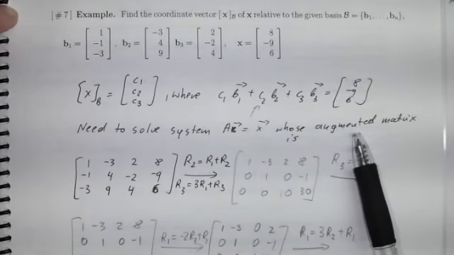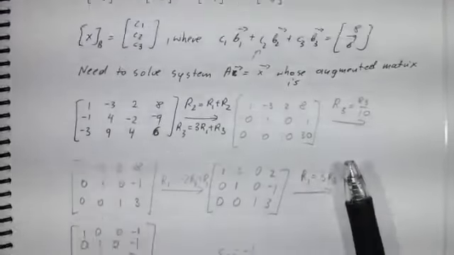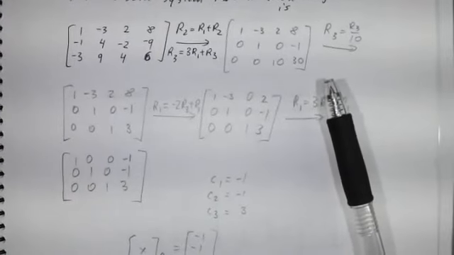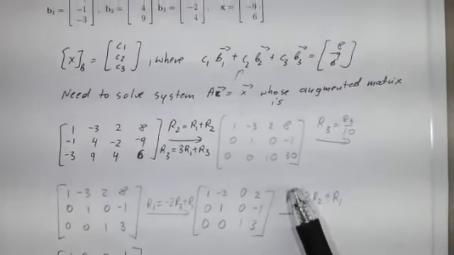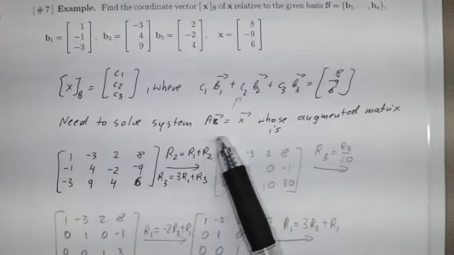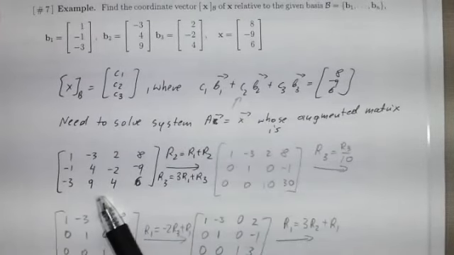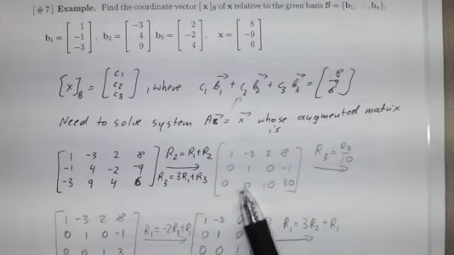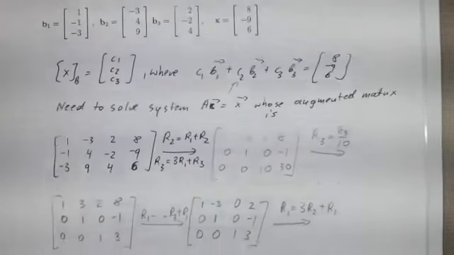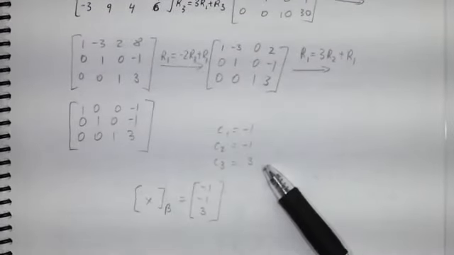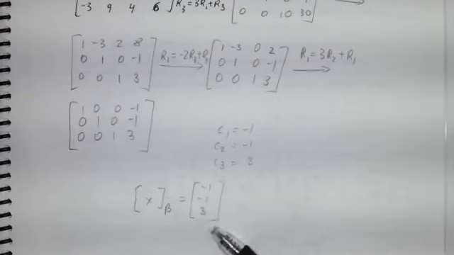This is the vector who has coordinates c1, c2, c3. Put it into an augmented matrix, perform the row operations, and you should end up with the scalars c1, c2. So this is my B coordinate vector.